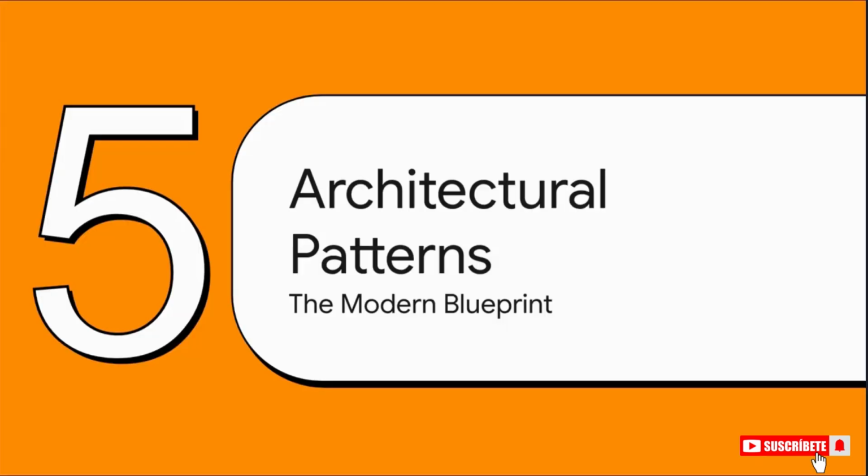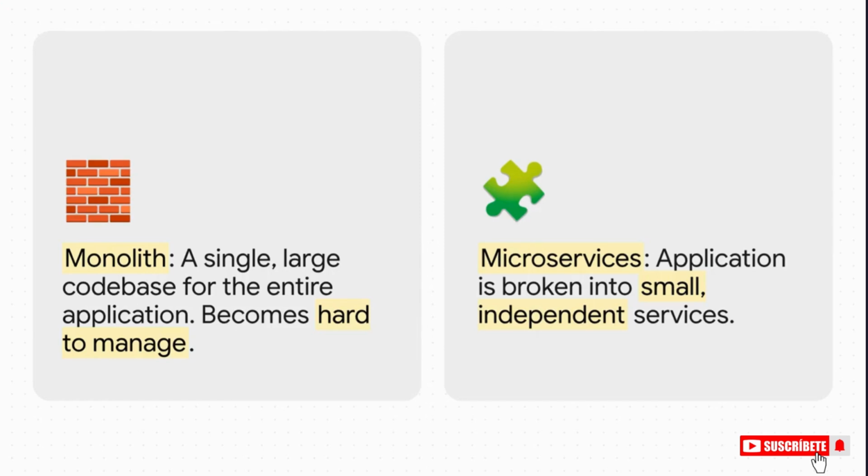All right, so we've got all these individual building blocks. Now let's put them all together and look at the high-level blueprints that modern, reliable apps are actually built on. So traditionally, applications were built as one single giant unit, a monolith. It's simple to get started, but as they grow, they become this tangled, complicated mess that's really hard to manage.